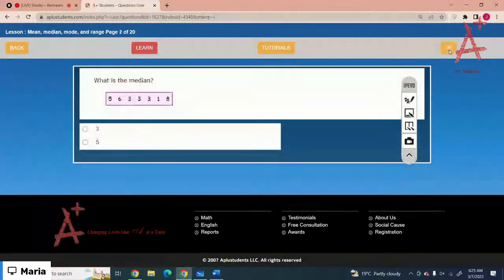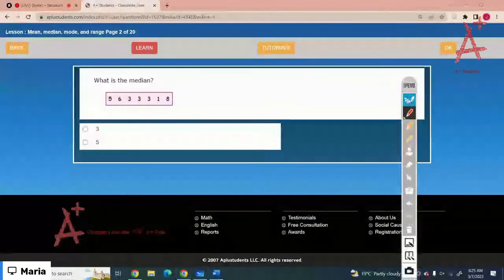Okay, the next one is what is the median of the data. So for the median of the data, you have to arrange data from least to greatest. Let's just arrange all the numbers. It would be 1, 3, 3, 3, 5, 6, 8. Now you have to look for a number that can divide the data into two equal parts. So 1, 2, 3, 4, 5, 6, 7.